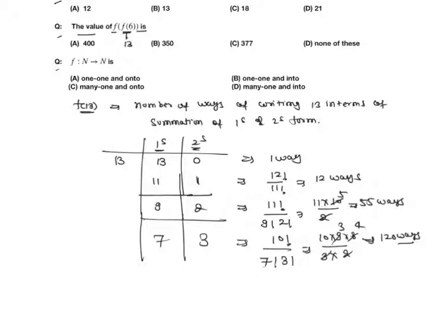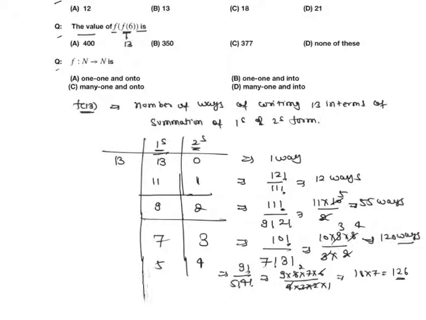Same way, if I use 1 five times and 2 four times, total is 9 factorial divided by 5 factorial into 4 factorial. So this is 9 into 8 into 7 into 6 divided by 4 into 3 into 2 into 1. So 3 into 2 is 6, 8 divided by 4 is 2. So this is 18 into 7. So this will be 126.